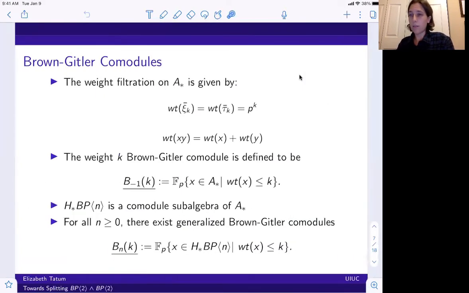Before talking about Brown-Gitler spectra, we need to define Brown-Gitler comodules. To define Brown-Gitler comodules, we use something called the weight filtration on the dual Steenrod algebra. Basically we'll say that the weight k Brown-Gitler comodule should be generated by all of the monomials in the dual Steenrod algebra having weight at most k. The homology of BP⟨n⟩ is a subalgebra of the dual Steenrod algebra, so for each n greater than or equal to 0, we can define a family of generalized Brown-Gitler comodules at that height n. The weight k Brown-Gitler comodule at height n should be the comodule that consists of all of the monomials in the homology of BP⟨n⟩ having weight at most k.